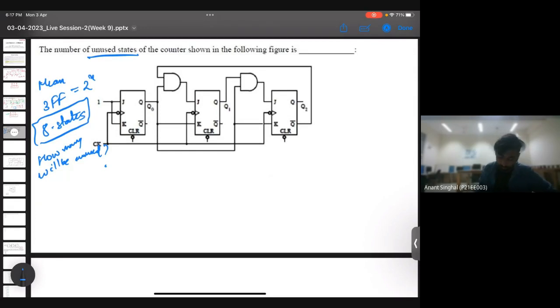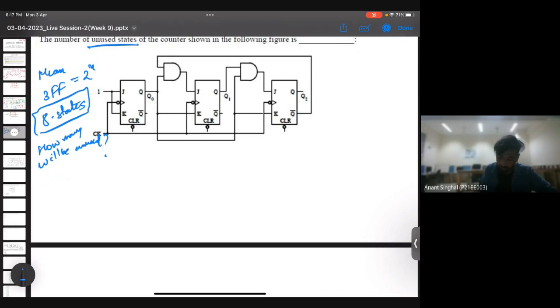So is this an asynchronous circuit, since the clock... No, it is a synchronous circuit, since all the clocks are getting applied at the same time. So we'll just write the equations of the concerned flip-flops.